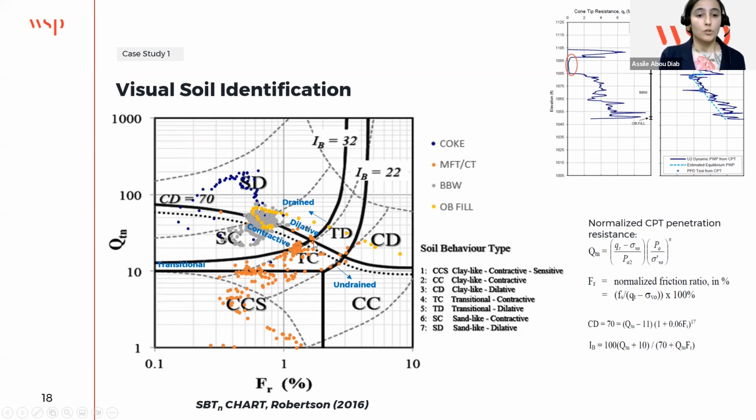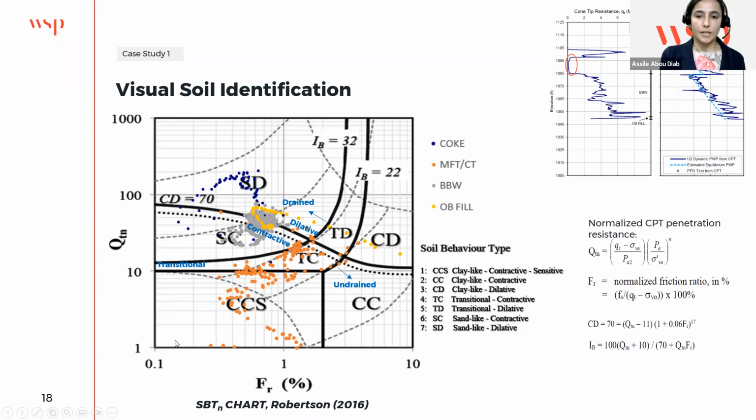We have also the CD line. It's the contractive dilated boundary. So the points that fall above this line fall in the dilated zone, while those who plot below this line are contractive. Contractive means they are susceptible to liquefaction.